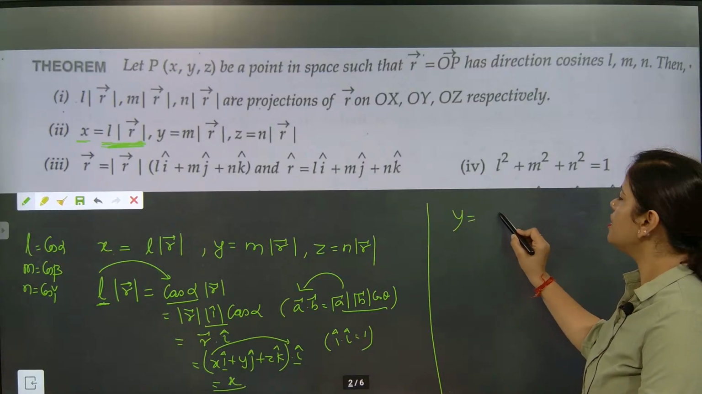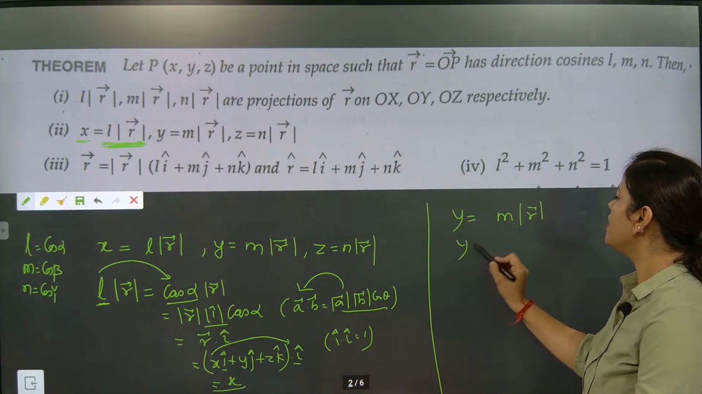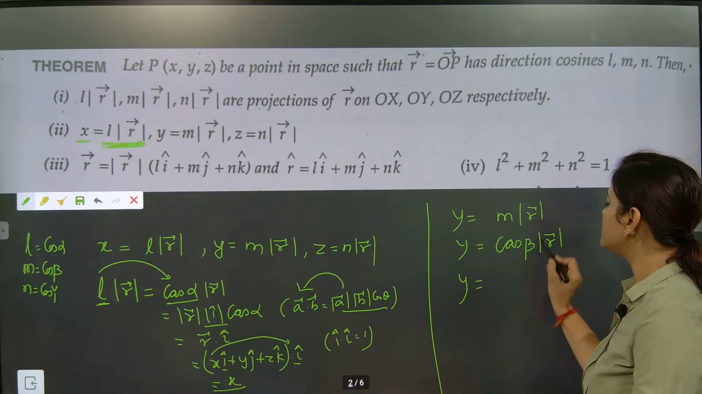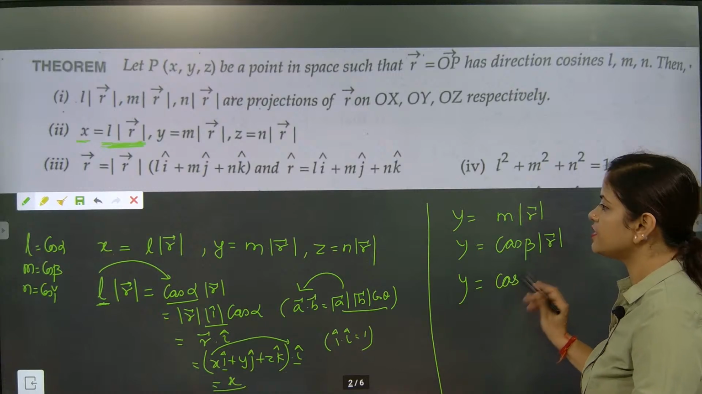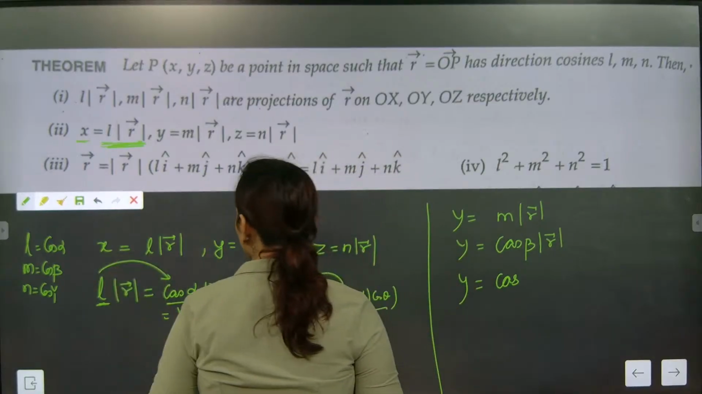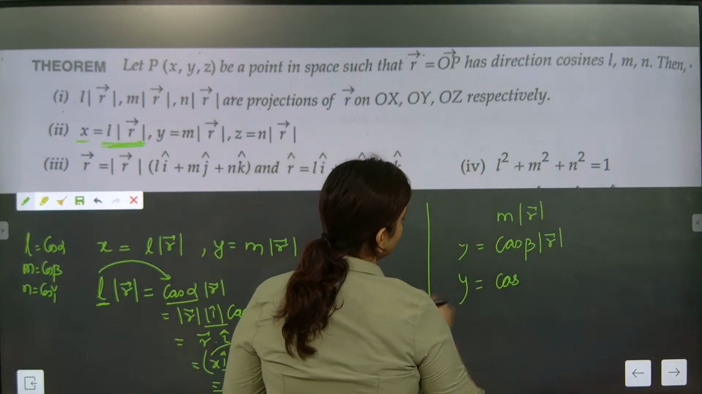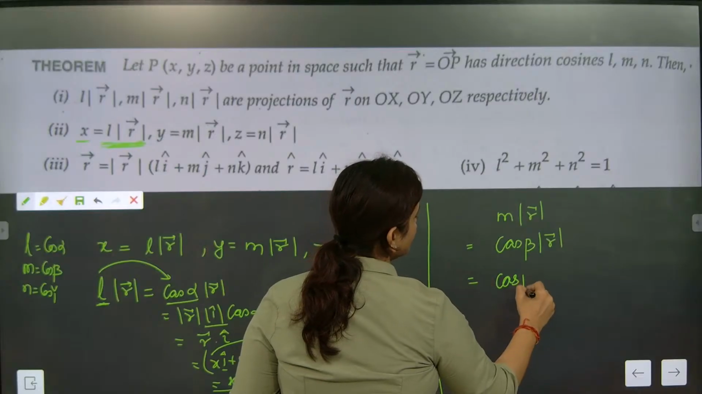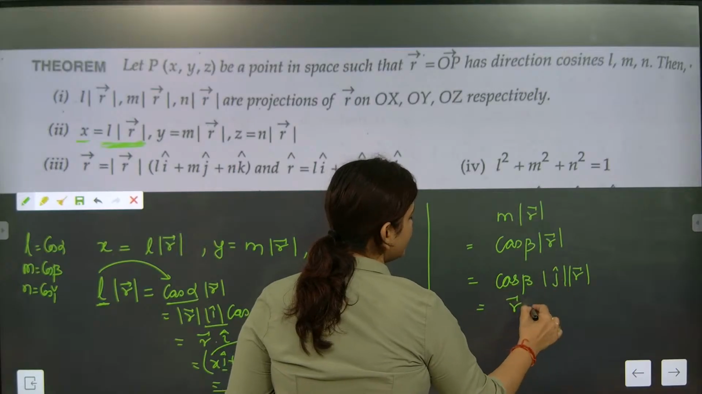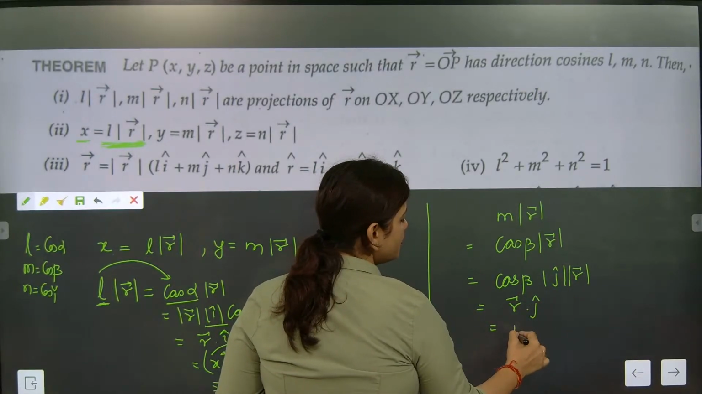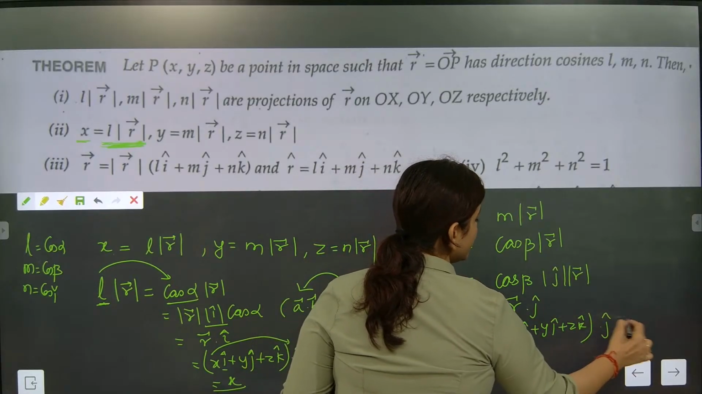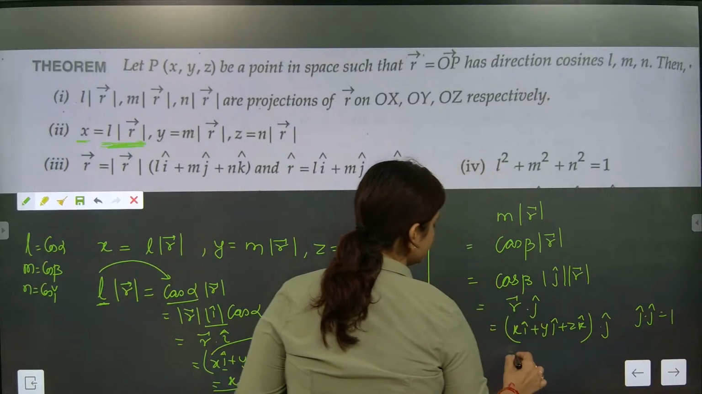y is equal to m, unit vector. What you are going to write? y is equal to cos beta r, this one. What is missing here? Because it is y axis, we will not write equal to, we will write cos beta j cap r. So it will come r vector dot j unit vector, and this is xi, yj, zk dot j. So j dot j will be equal to 1, so the answer is coming as y.